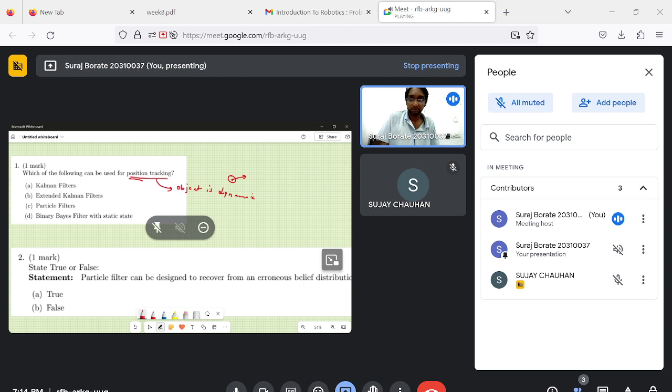Now let's move on to the fourth question. Markov localization can address the kidnapped robot problem. What is the kidnapped robot problem? Can you explain to me? Okay, kidnapped robot problem, do you remember?